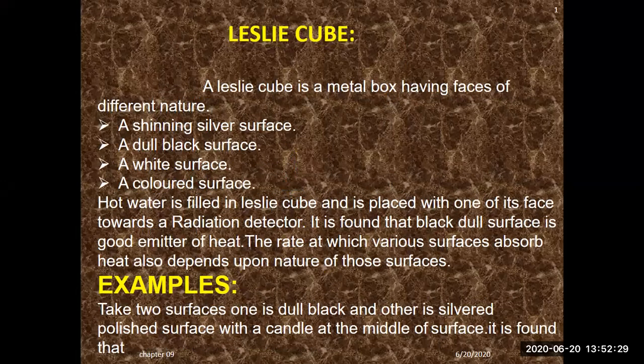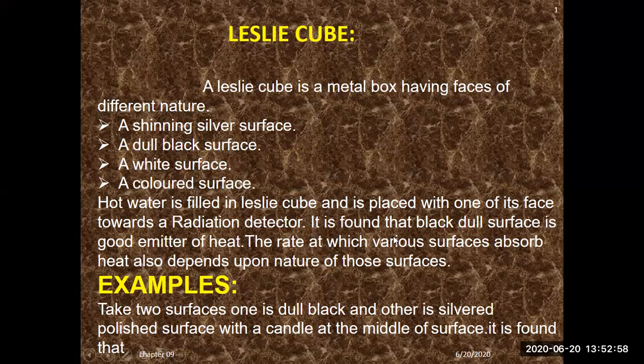Leslie's cube is a metal box having faces of different nature. What type of faces does this cube have? One is a shining silver surface. Another is a dull black surface. The third is a white surface. The fourth is a colored surface. Hot water is filled in the cube and it is placed with one of its faces towards the radiation detector.